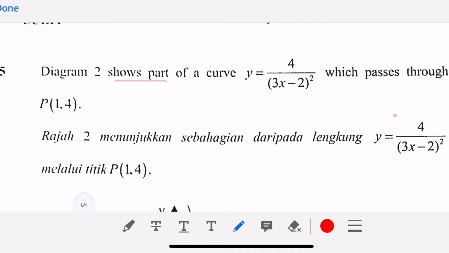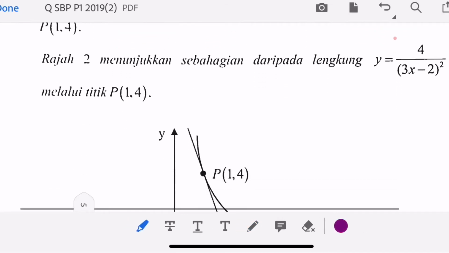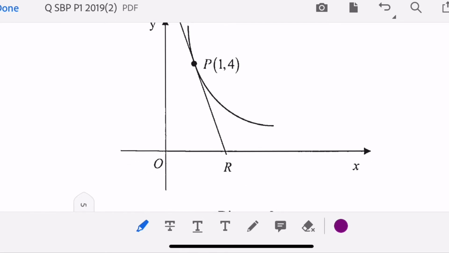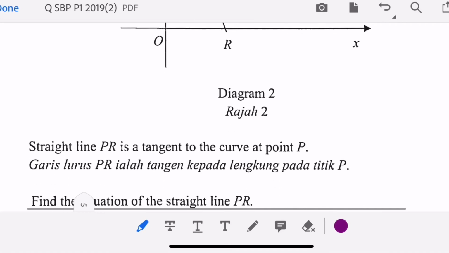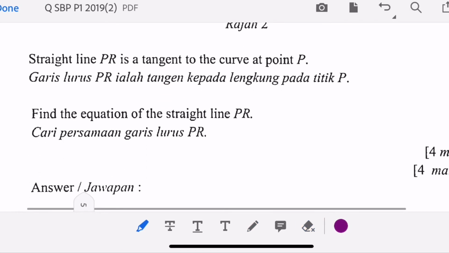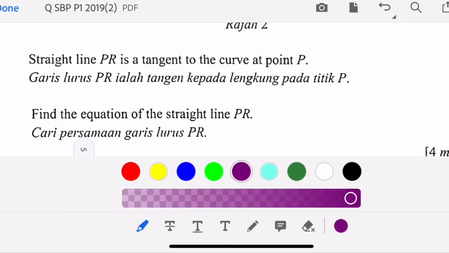Do you still remember how to differentiate this one? This is a chain rule, so you have to raise the power. The moment you want to do differentiation or integration, you must do simplification first until you see ax^n. This is a graph given, a curve, and the straight line is called a tangent to the curve. Whenever you see a straight line given, it's just like finding the equation of a straight line, not difficult. The moment you see tangent, you can do dy/dx.